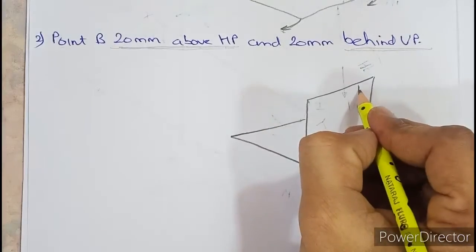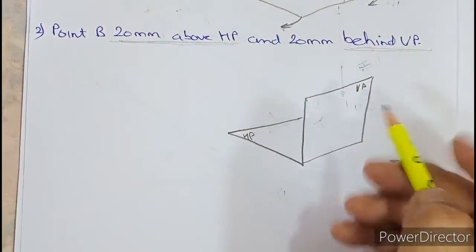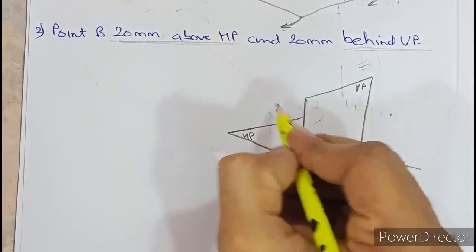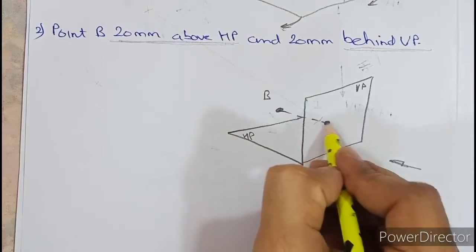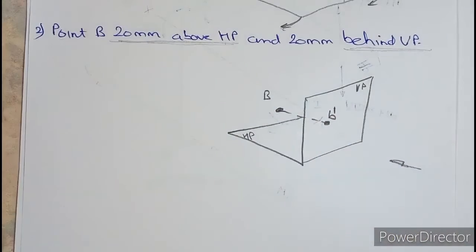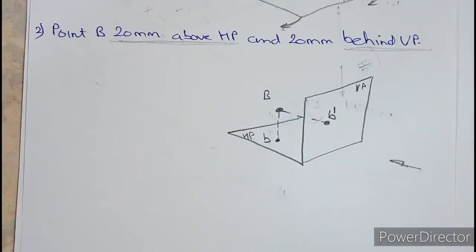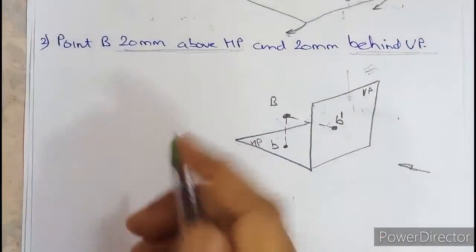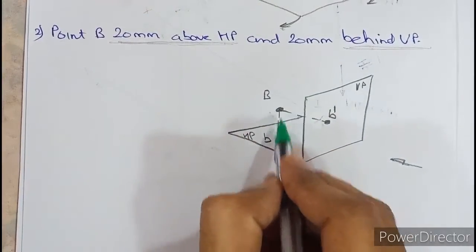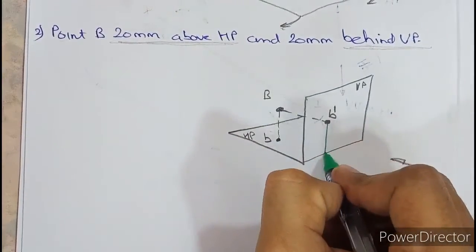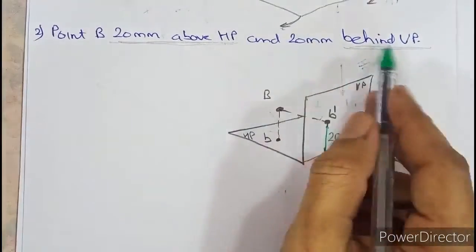So this is VP and this is HP. So point lies 20 above and 20 behind. So let this point be capital B. So when you look in the front view, the projection of B falls here, called as B dash. And in the top view, the projection lies here, called as only B without dash. Now once again read the question, this point is 20 millimeter above. So if a point is above, it means parallel to this, even this is above. So this is 20. And 20 behind.